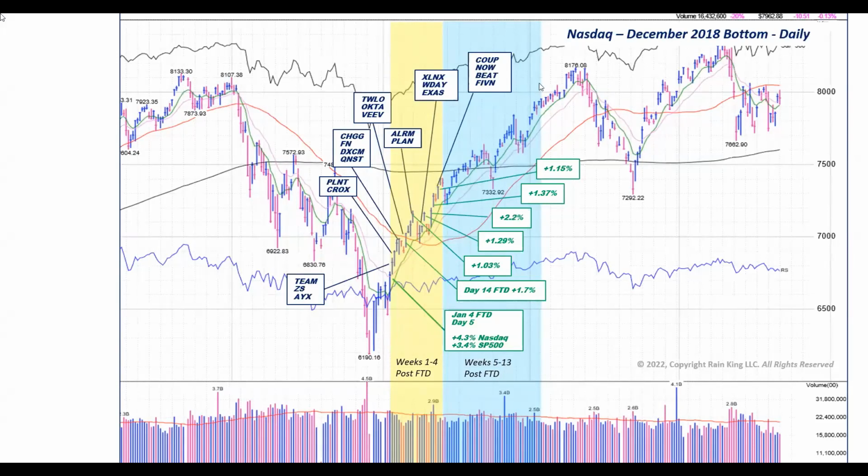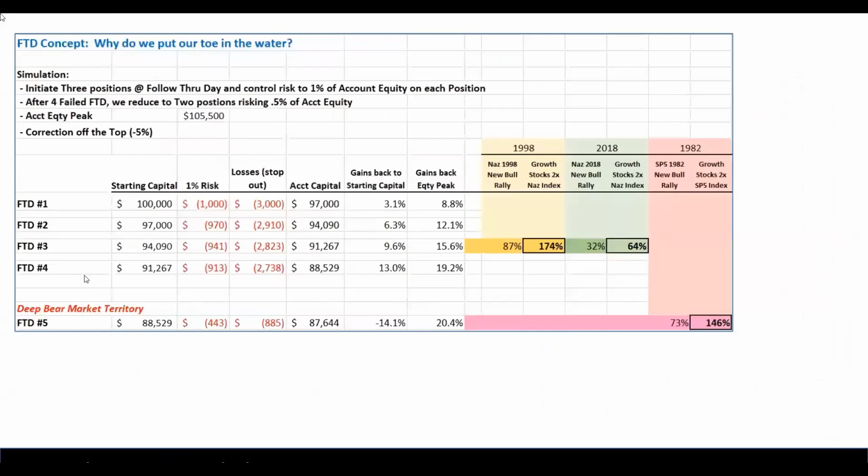And you can see it's almost a straight line up. And there's the scattering of stocks that broke out in that rally. So getting back to our simulation, let's assume that follow through day number 4 were to fail. And now we are getting into what I would call deep bear market territory, when you have at least 4 follow through days that have failed.